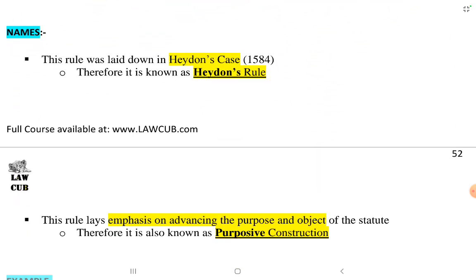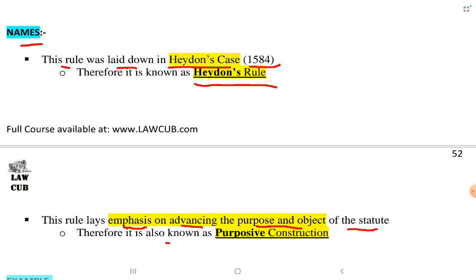Names of mischief rule. This rule was laid down in Hayden's case in 1584. Therefore, it is known as Hayden's rule. This rule lays emphasis on advancing the purpose and object of the statute. Therefore, it is also known as purposive construction.